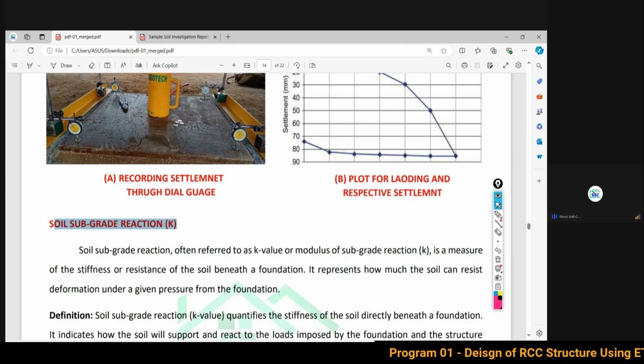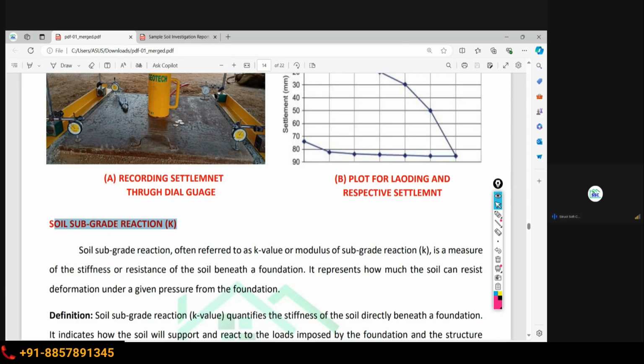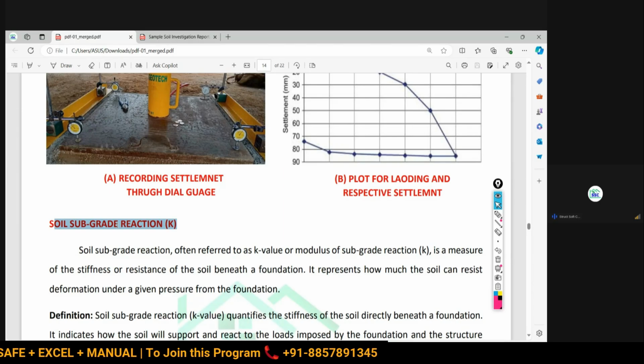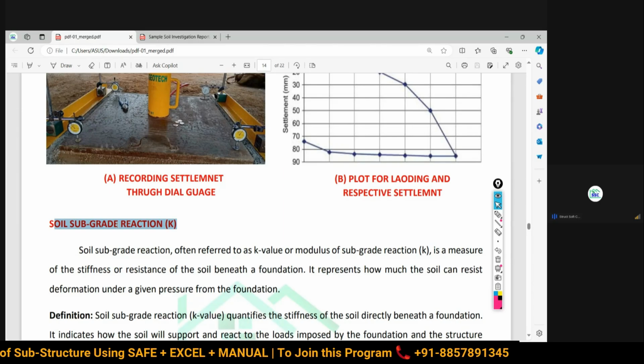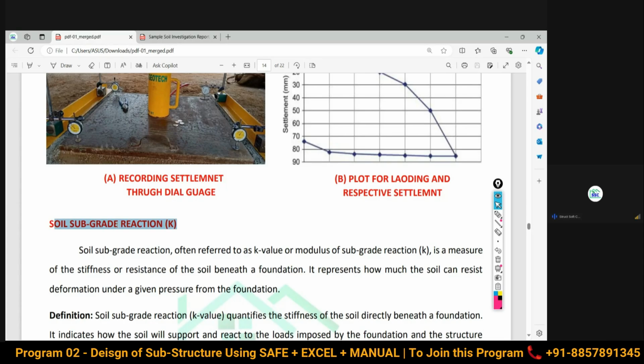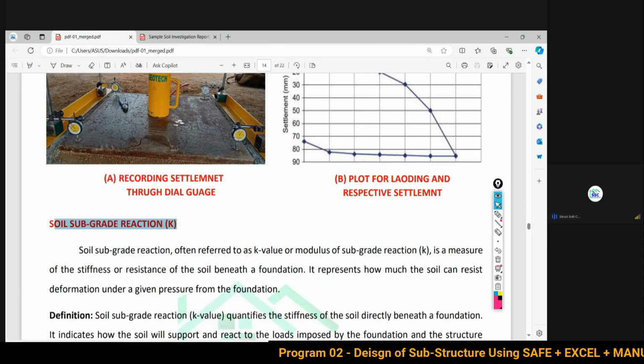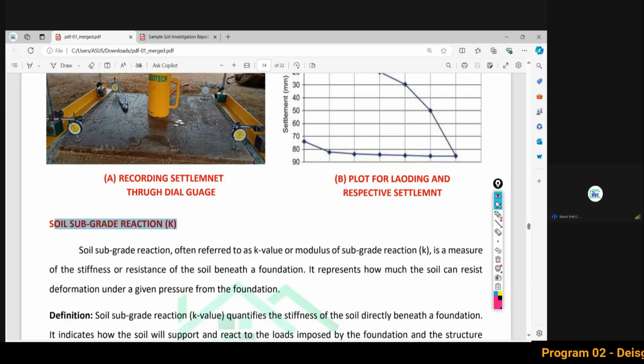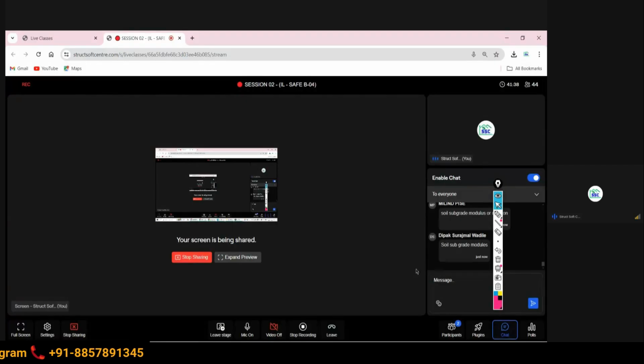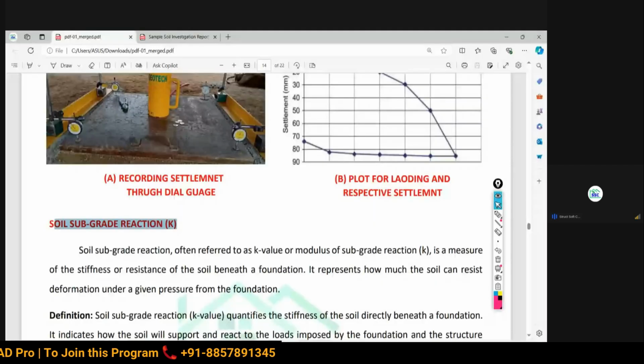As we talk about the stiffness of concrete and the stiffness of steel, likewise your soil also has stiffness. And what is stiffness? Stiffness for any material, whether it is concrete, steel, soil, rubber, or wood, whatever the element, every element will have some extent of stiffness. So what is stiffness? Stiffness is nothing but the resistance to deformation, and the soil subgrade modulus is the same thing.